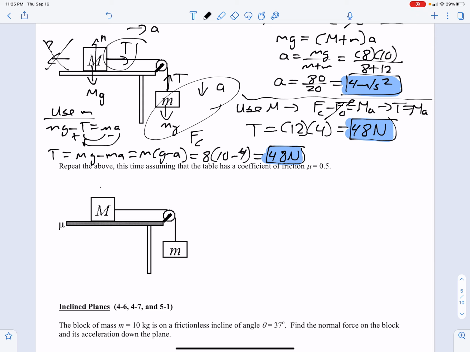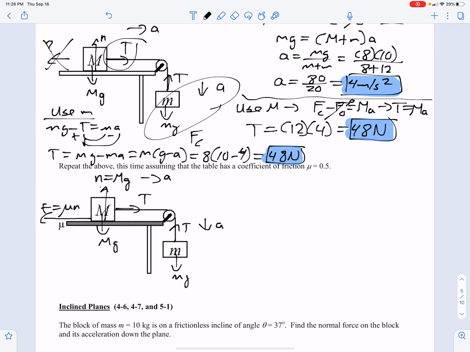Let's repeat the exact same problem with a coefficient of friction of 0.5. So we know we have little mg going down, and tension going up. Tension pulls this one to the right to accelerate to the right. Little m accelerates down. We have big mg of weight going down. We have normal force going up, which is balancing big mg. So normal force is big mg. And you've got friction going to the left. Now, since normal force is big mg, that means friction is going to be mu times big mg. We'll need that substitution for later.